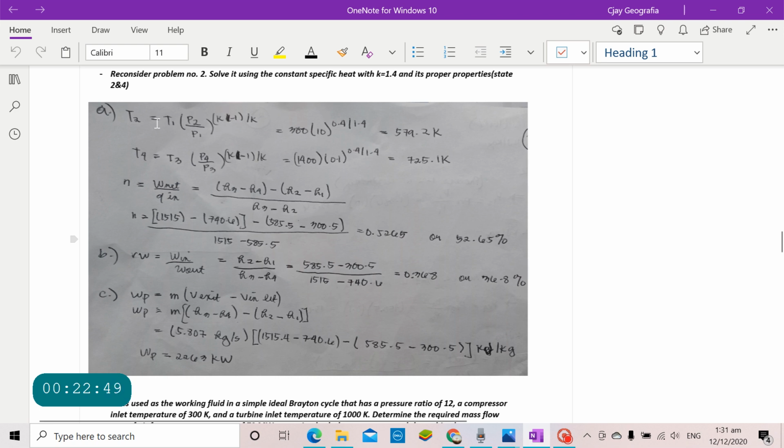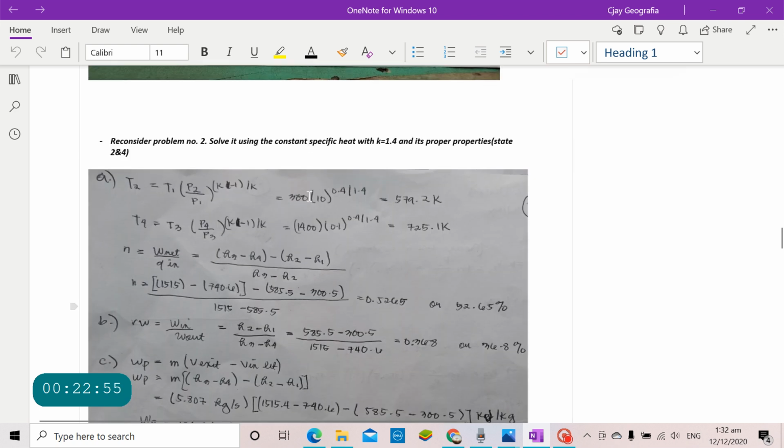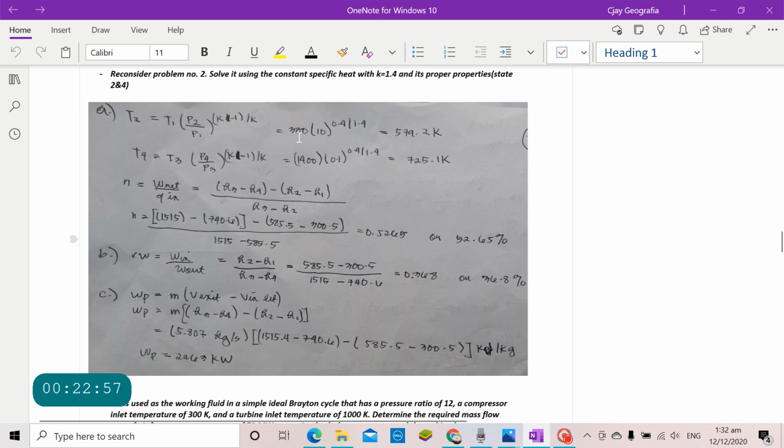So T2 is equal to T1. Put in the values for the temperature 300, which we referred to in problem number 2, what we solved earlier. So you will manipulate and you will get 5.2.